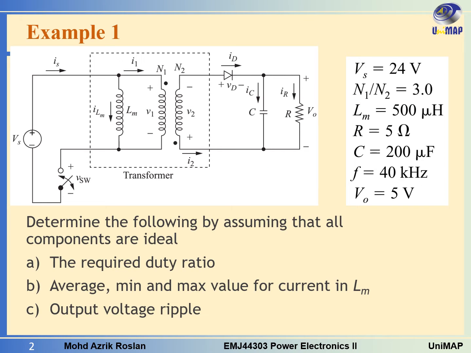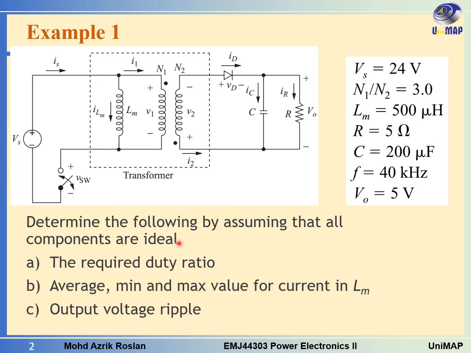Okay, this is example number 1. Here we can see the circuit of the flyback converter, and these are all the parameters given to you. First, the input voltage Vs equals 24, and the turn ratio of the transformer, N1 over N2, equals 3. The magnetizing inductance is 500 microhenry. The load is 5 ohm. The capacitor is 200 microfarad. The frequency is 40 kilohertz, and finally the output voltage is 5 volt.